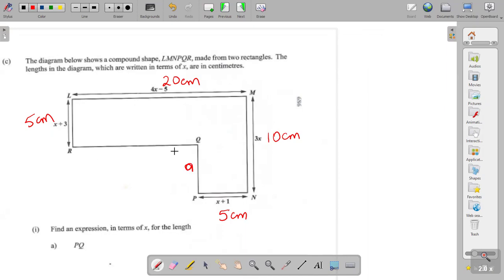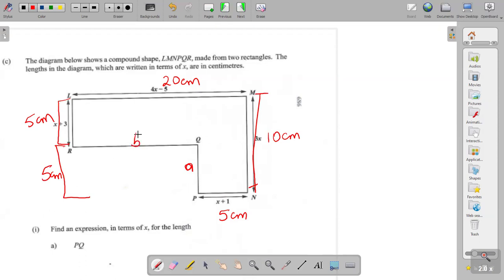Rod said 5. Lecky said 5. Everybody said 5. Everybody understand how they get 5? If from here to here is 10, and from here to here is 5, the rest to make up 10 must be 5 more. Everybody see that?